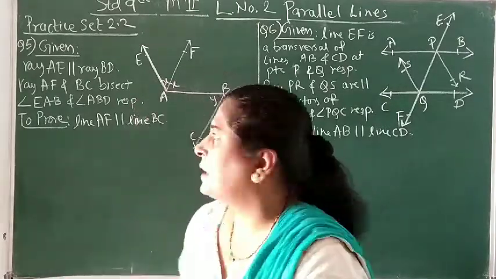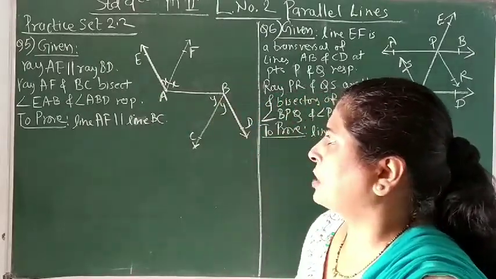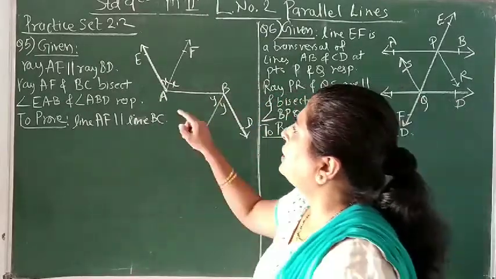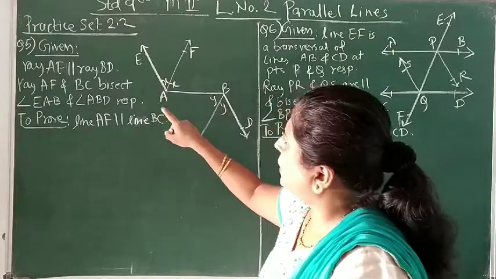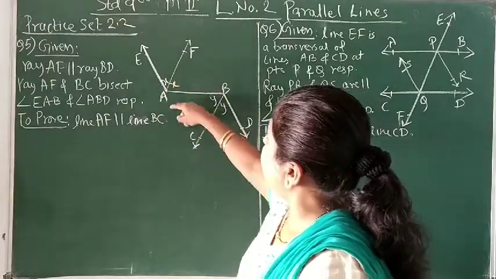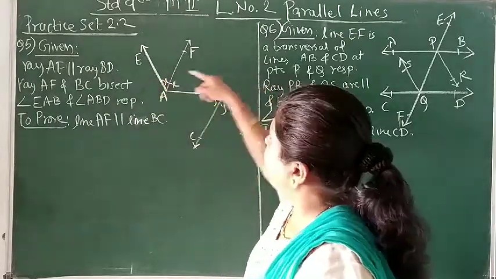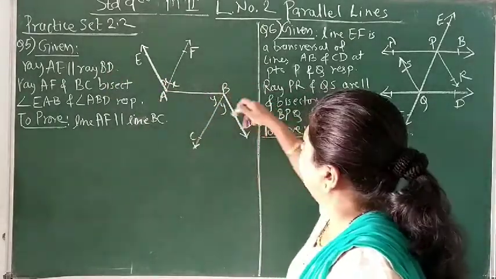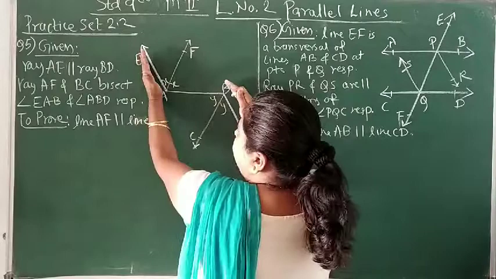So let's start from question number 5. It is given that ray AE is parallel to ray BD. So these two rays are parallel.